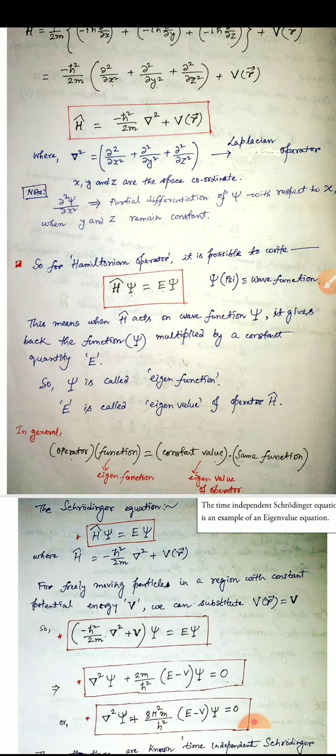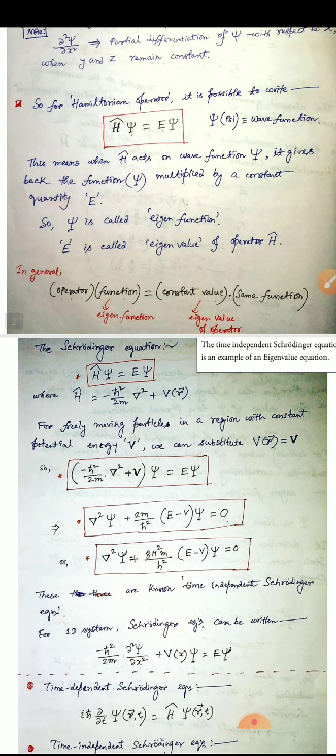Or simply we can write the Hamiltonian operator as -h²/8π²m ∇² plus potential energy. If we apply this on a particular wave function, then it becomes ∇²ψ plus 8π²m/h² (E - V) ψ = 0, where E is the total energy and V is the potential energy. So this is the final form of the Schrödinger equation.